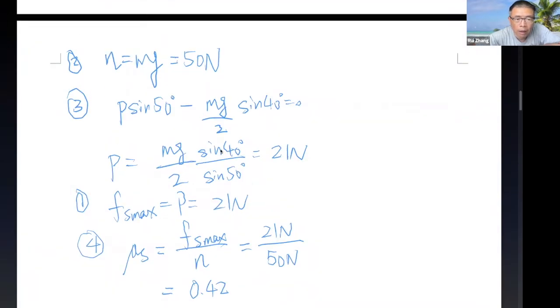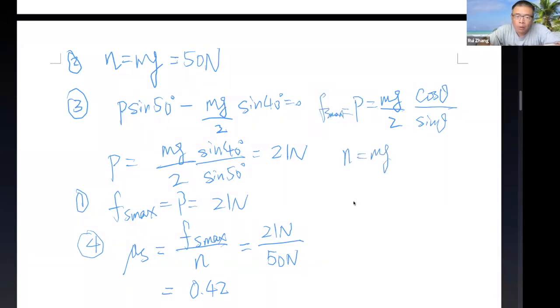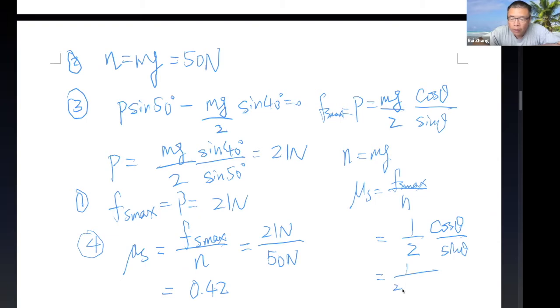So, for example, we know P equals mg over 2. Well, this sine 50 is like sine theta, while the sine 40 is like sine 90 minus theta, so it's cosine theta. So this is our P in general. And then we have Fs maximum just equal to that, right? And then we know N equals mg. So mu s equals Fs maximum divided by N. So you have 1 over 2 cosine theta divided by sine theta, or 1 over 2 tangent theta in the denominator.